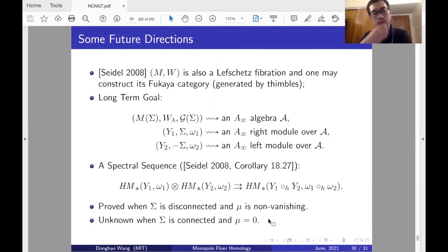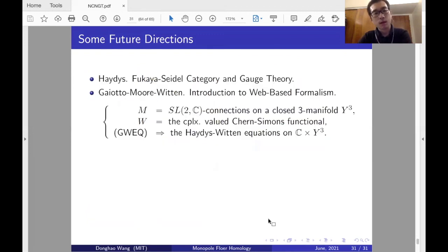For this project, there are at least three works I wish to point out at this point. So the study of infinite-dimensional Lefschetz fibrations has been pioneered by the work of Andrew Hitchin and Edward Witten. But in their papers, they have a slightly different application in mind. So in their case, this Kähler manifold is a space of SL2C connections on a closed oriented three-manifold, and W is the complex-valued Chern-Simons functional. In this case, the gauged Witten equations will recover the Haydys-Witten equations on this product five-manifold.